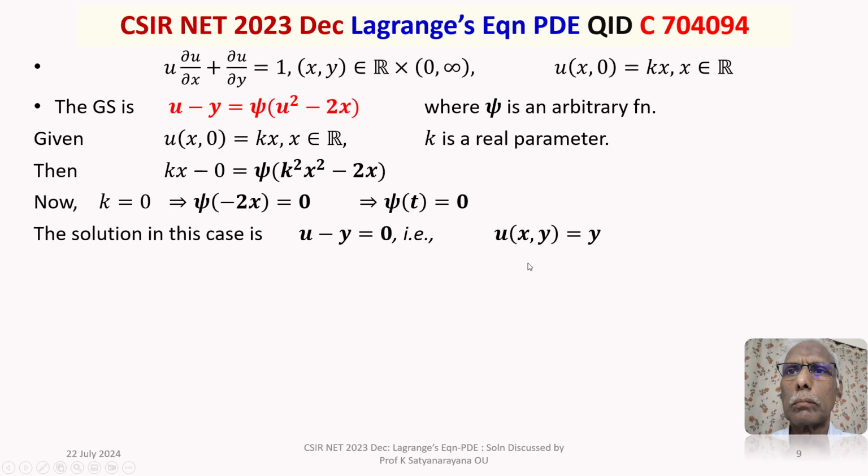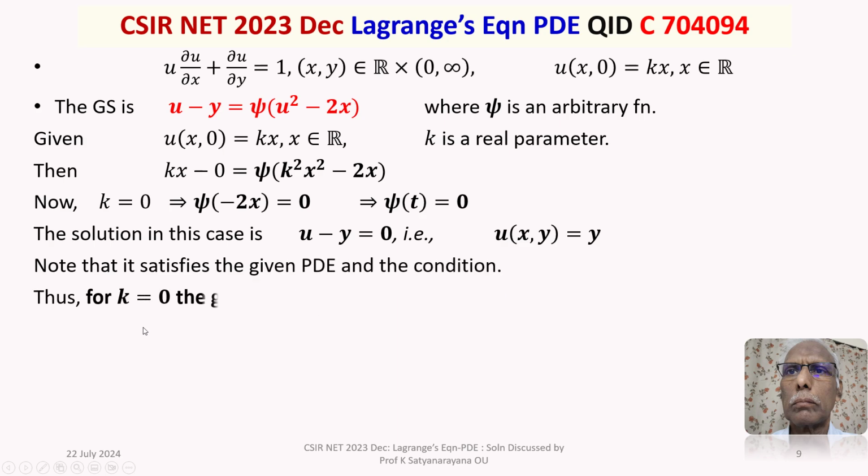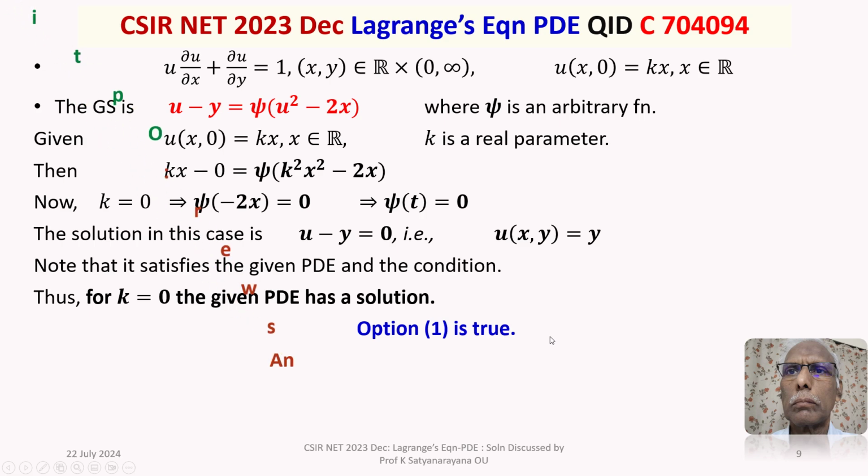And put y is equal to 0. So you will get u(x,0) is kx when k is 0. So you will get 0. So the given condition is also satisfied. Therefore, note that it satisfies the given partial differential equation and the condition. So thus, for k is equal to 0, the given partial differential equation has a solution. Therefore, option 1 is also true. Thus, the answer to this question is option 1, 3 and 4.